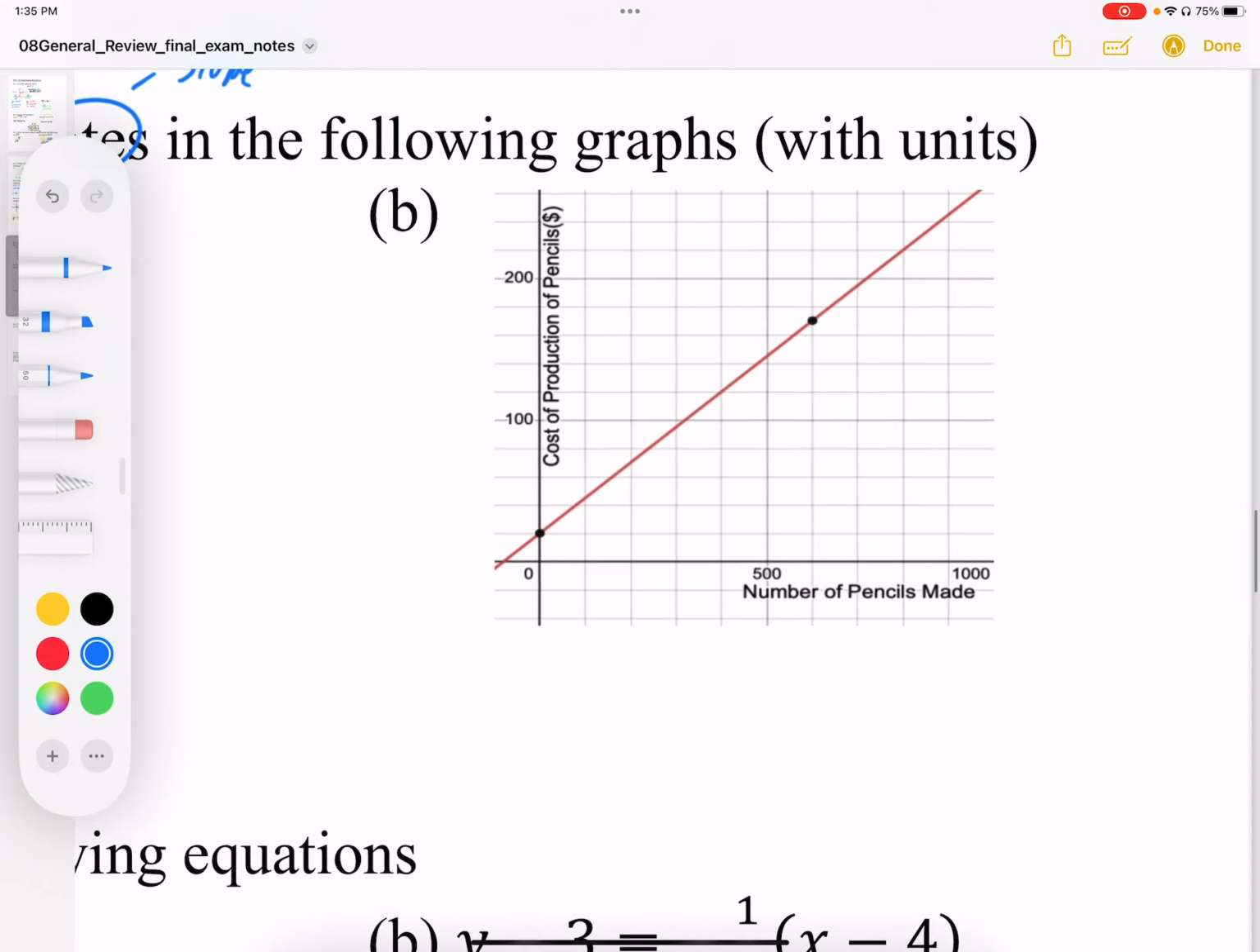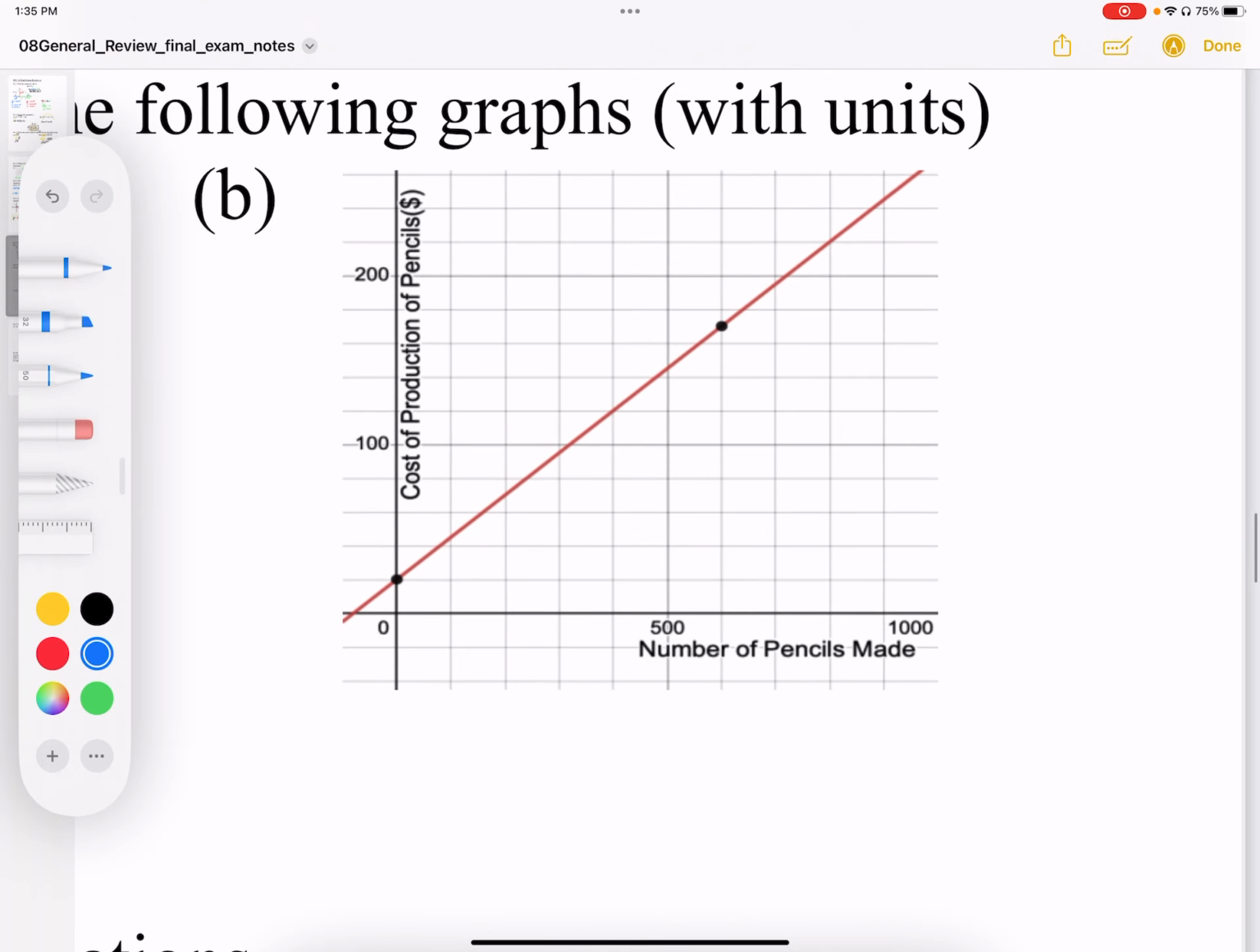For this next one here, it looks like our Y values is the cost of production of pencils. The X is the number of pencils made. We have kind of a couple nice coordinates here, it looks like. We're just going to maybe draw through here like that. And we're going to estimate our values here. Okay, that looks like it's about 100, 200, 300, 500, 600.